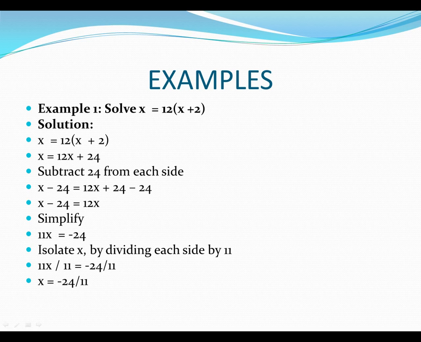So when it converts to the other side, it will become minus. Here the coefficient of x is 11, and it is multiplying with x, so it will divide to the other side. So the answer should be x equals minus 24 over 11.